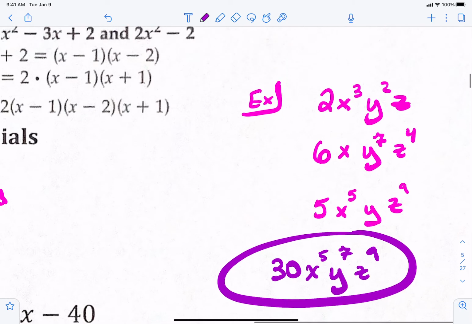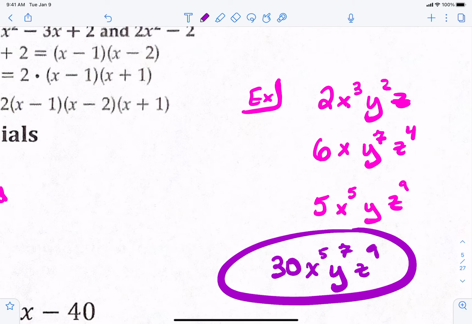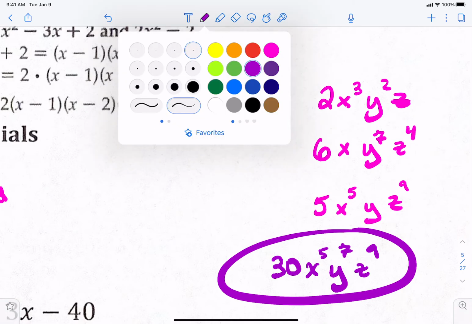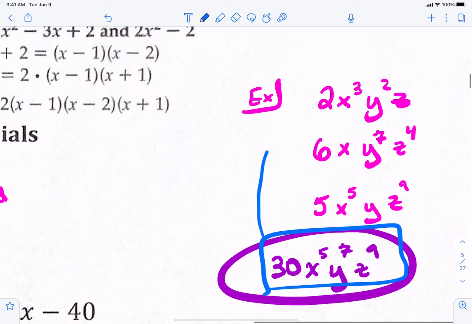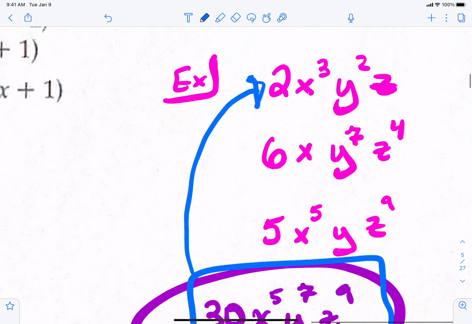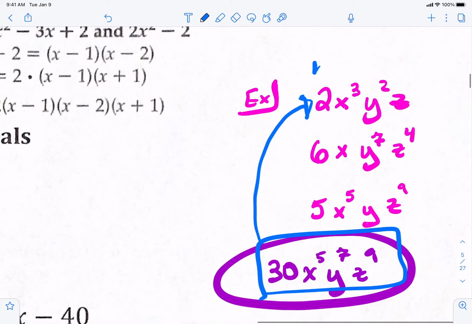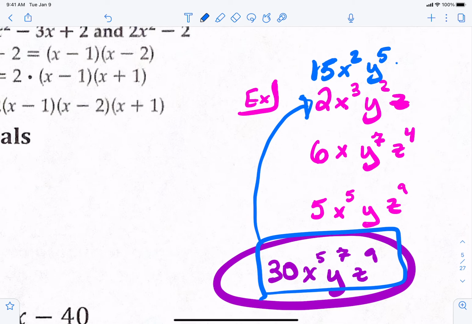Now, one more thing. This is where we're going to get to next. All right, you ready? I'm in a different color. If this was my common denominator, what would you have to multiply the 2x to the 3rd y squared z by to get to that? 15. I would have to multiply the 2 by 15. How many x's would I have to multiply by? x squared. How many y's would you have to have? y to the fifth, 5 more. How many z's would you have to have? 8 more. Do you see that?